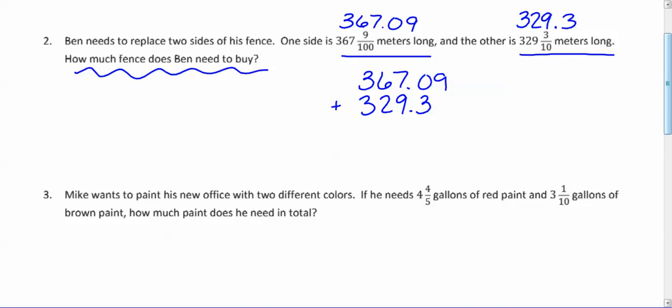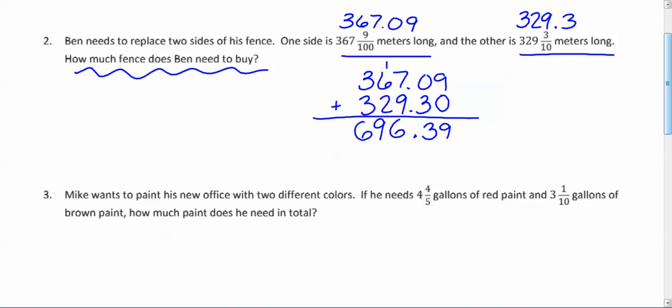Again, we can add a 0 here at the end because after the last digit, it's okay to add as many zeros as you need. 9 plus 0 is 9. 3 plus 0 is 3. Put your decimal point down. 7 plus 9 is 16. Carry your 1. 1 plus 6 is 7. 7 plus 2 is 9. 3 plus 3 is 6. So we have 696 and 39 hundredths what, Evan?